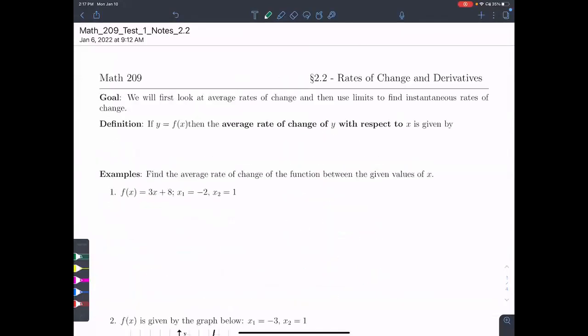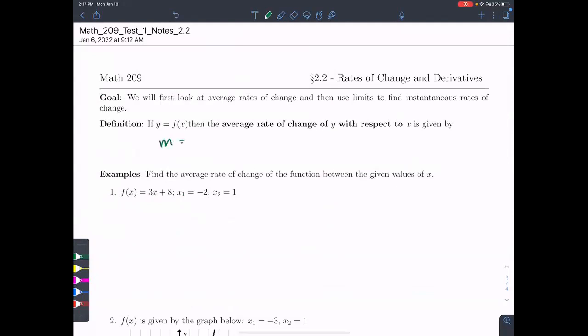Okay, so for 2.2, we are talking about rates of change and derivatives. We are going to first look at the average rate of change and then use that to talk about instantaneous rate of change. So if y is f of x, then the average rate of change of y with respect to x is given by the slope.